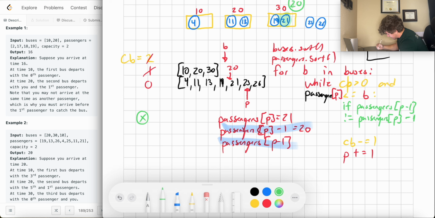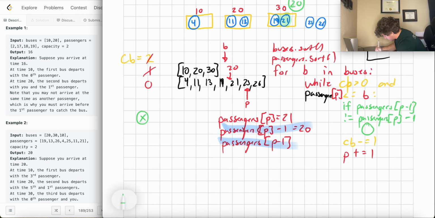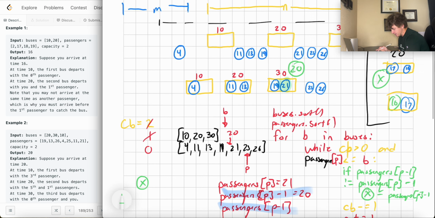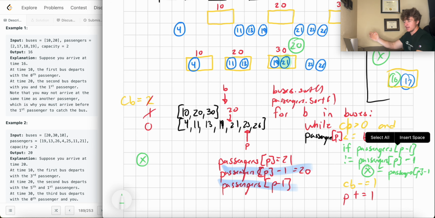Okay, so if that's the case, then we're going to put our little red X guy to passengers of P minus 1. Okay, so that's pretty much it. That was super confusing and terribly written, but hopefully when I write out the code, it'll make a little bit more sense and it'll be a little clearer what I'm talking about here.